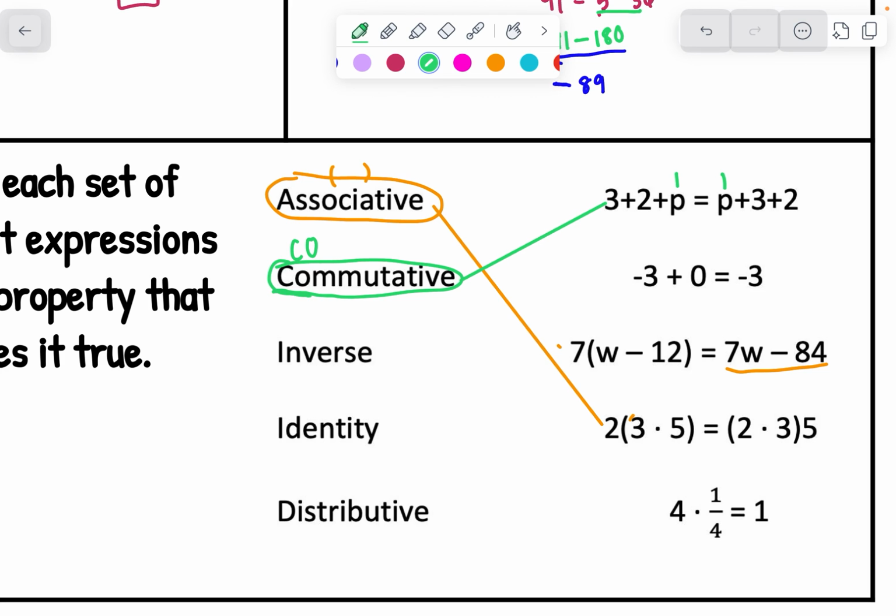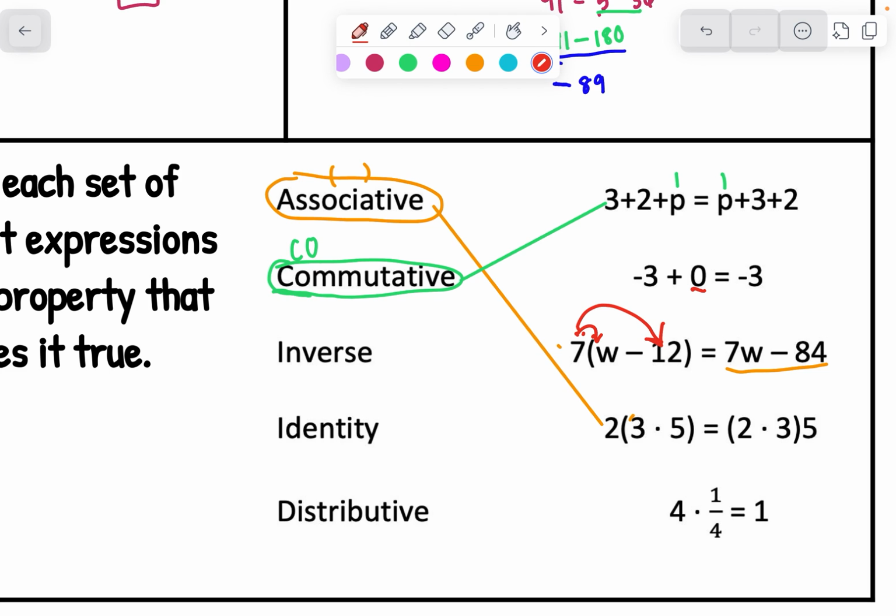Okay. Inverse. Remember, inverse is the word that we talked about that means the opposite. So it's the opposite or the reciprocal. Remember, we talked about when we do keep, change, flip, how flip actually means we're multiplying by the reciprocal. Okay, so it's either the opposite or the reciprocal. Well, -3, the opposite of that would be a +3, and they did 0, so that doesn't make sense. That can't be inverse.